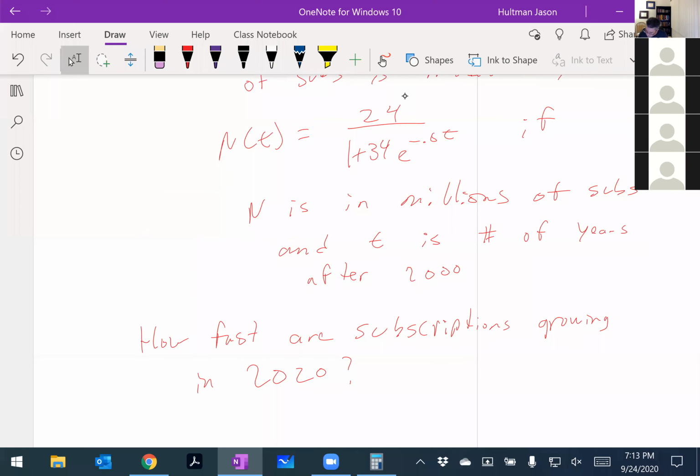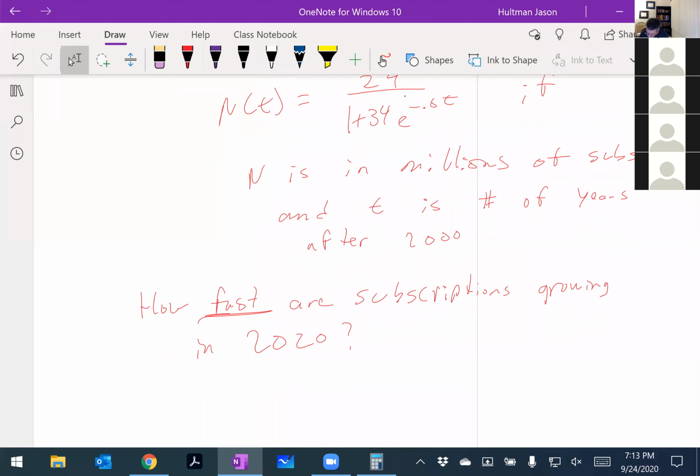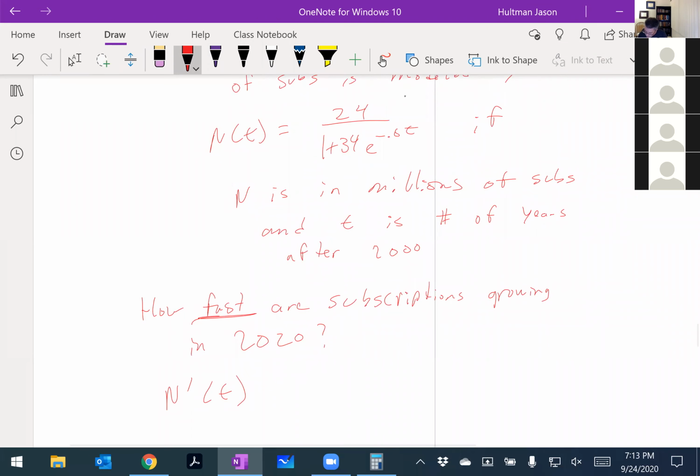Okay, so we want to find out the rate at which this thing is moving. That's a derivative. So we're going to have to take the derivative of this thing. Okay, it's not that bad. So n prime of t, let's look at what n of t is. Well, I'm going to rewrite n of t just to make it a little simpler. I don't want to do a quotient rule if I don't have to.